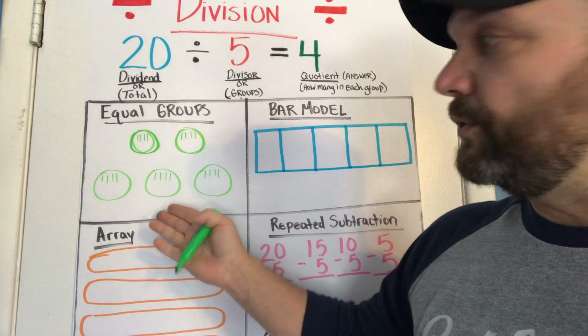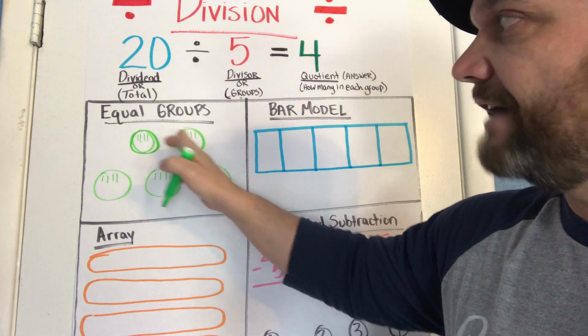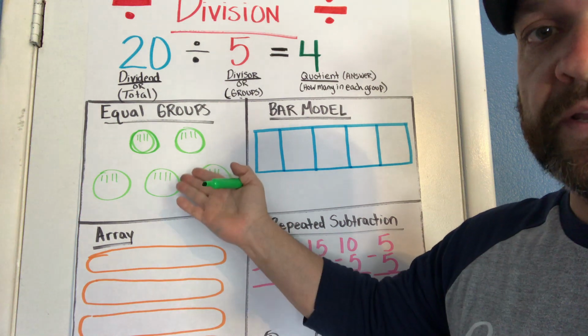So what we're trying to figure out is our quotient, which was how many were in each group. Well, all you have to do at this point is take one of the groups, because they all have equal amounts in them, and you know that the answer is 4.